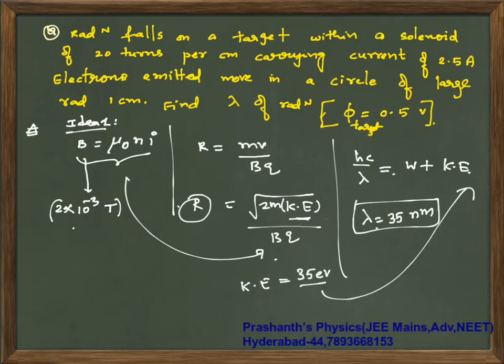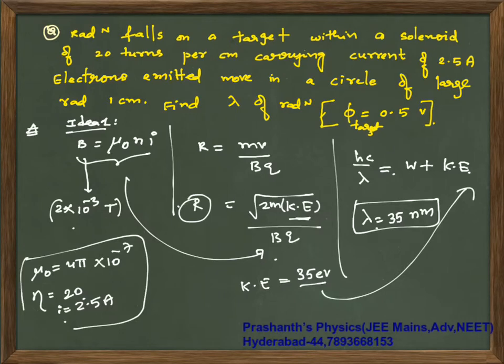Mu naught value is 4 pi into 10 power minus 7 Henry per meter. Small n is number of turns per unit length, per centimeter it is given, it is 20. Current value, I value, is given as 2.5 amperes. Mu naught is proportionality constant, so all are related to each other.